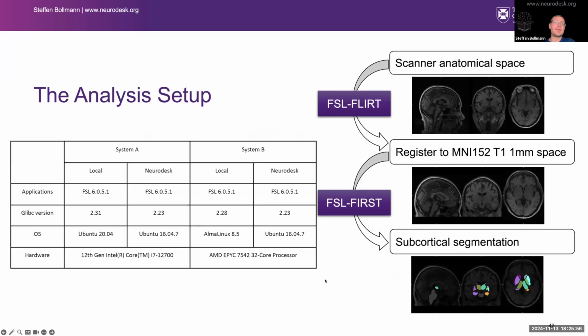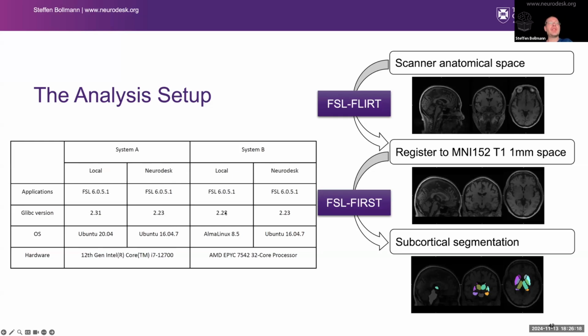So what we did is we used a very similar setup to what Glatard used in their paper, where we have a local installation of FSL. So FSL is the same. But then we run on different glibc versions, for example on Ubuntu 20.04, and in Neurodesk, we chose a quite old version of Ubuntu with a quite old version of glibc.